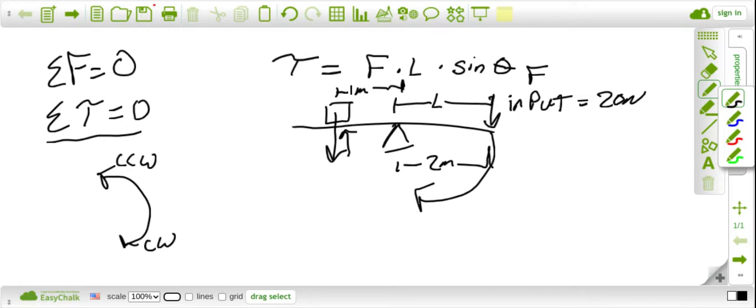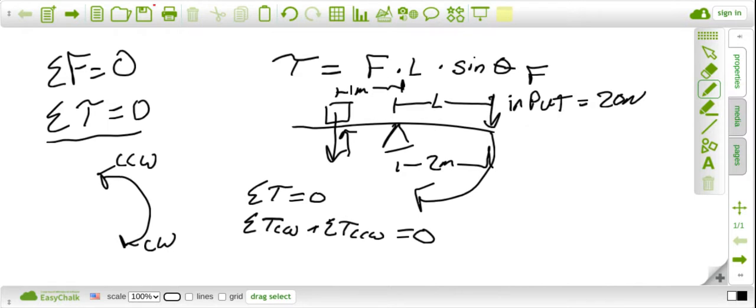And so what we would do here is we'd say that if we want to create balance, the sum of the torques has to add up to zero. That is, the torques clockwise plus the torques counterclockwise have to add up to zero. We have to put signs on the torques. So the general consensus is that clockwise torques are negative and counterclockwise torques are positive. This follows the notation of the polar coordinate system that goes in a counterclockwise direction.